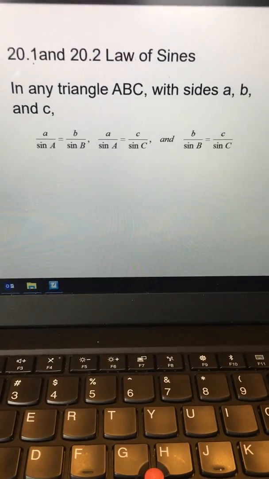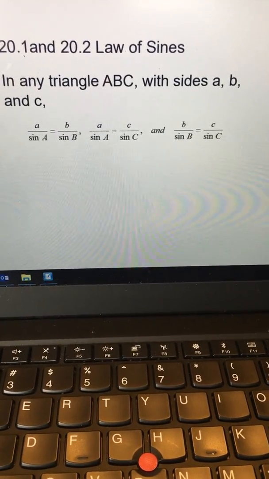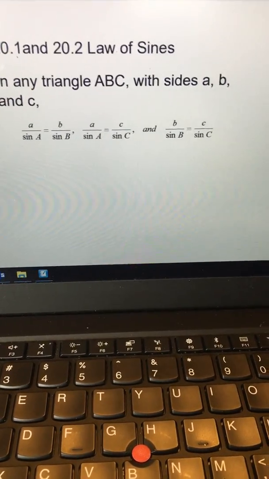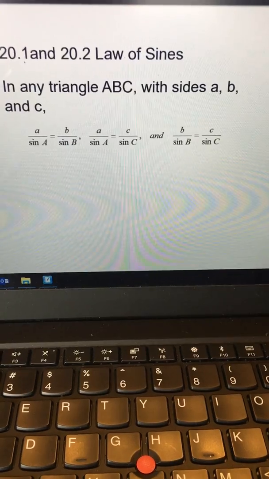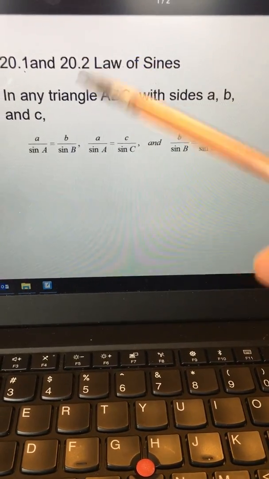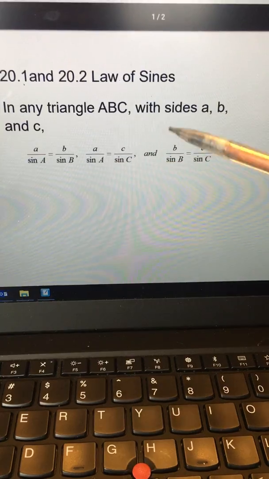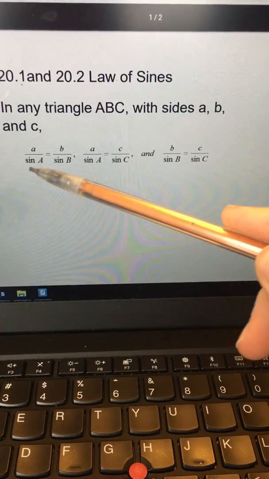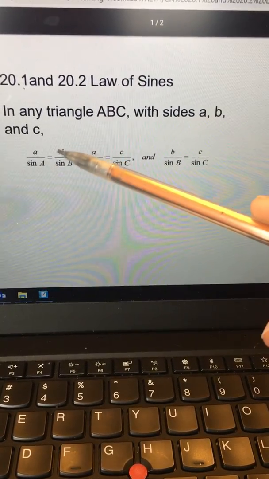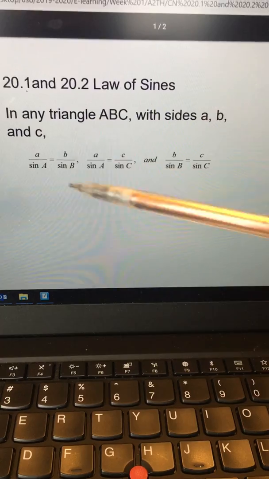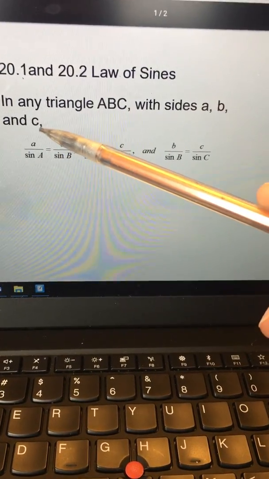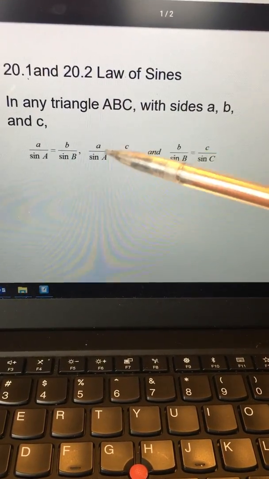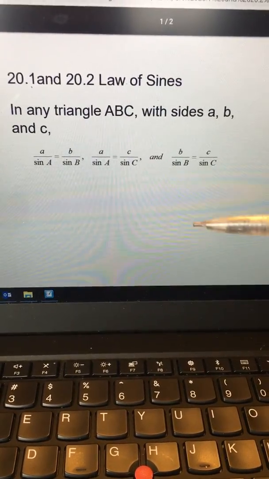We use the law of sines when you're asked to solve a triangle. It says in any triangle with sides A, B, and C, to solve any triangle, you can use law of sines. Law of sines are these proportions that you're seeing here. So a ratio set up: the side A over the sine of angle A equals the side B over sine of angle B. You can also flip these. I prefer to actually do trig function angle over side, trig function angle over side. But there are three different ways that you can set up the proportion for this.